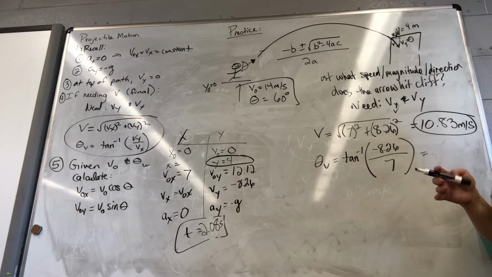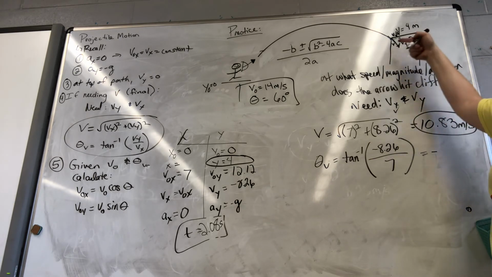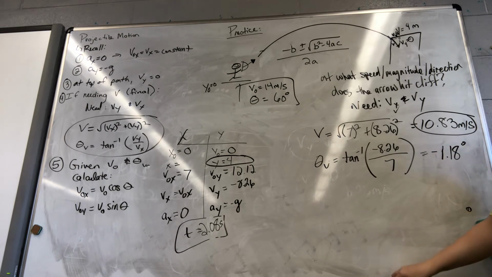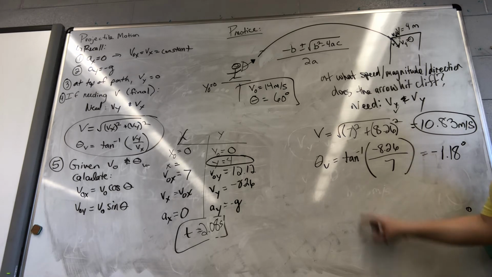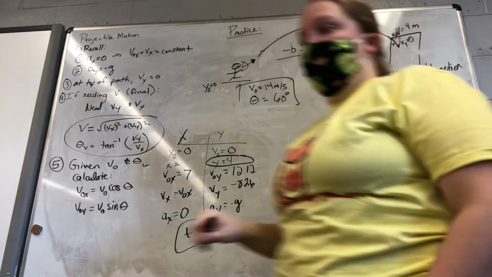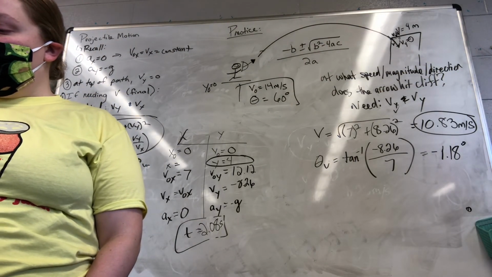I got a negative. Okay, wait, that makes sense because it's below the horizontal. I got negative 1.18. Ooh, I got negative 49.7. I got negative 0. Oh, I didn't do tangent. I forgot the tangent. Inverse tangent of negative 8.26 over 7, in degree mode. Yeah, I already had it in degree, I just forgot the tan.